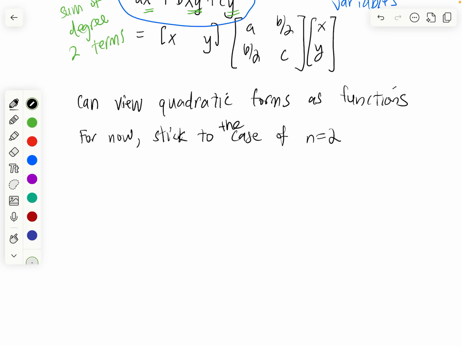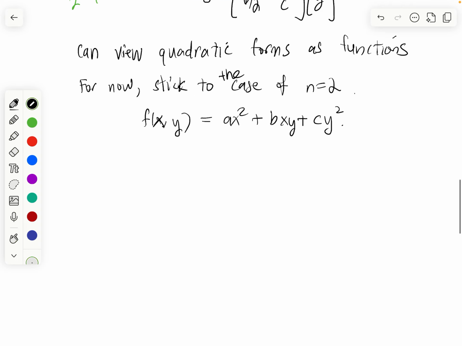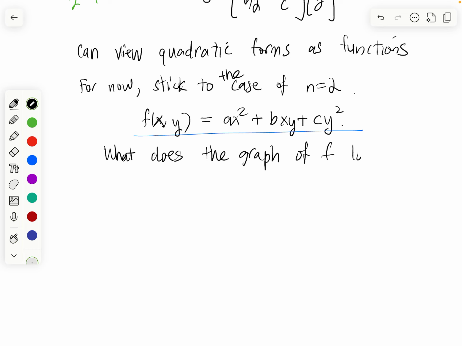To the case of n equals 2. In that case, you have something like f of xy equals a times x squared plus b times xy plus c times y squared. And the question that we want to address is, what does the graph of this look like? So you have this function, and then the question is, what does the graph of f look like?